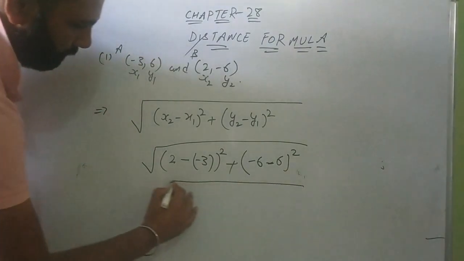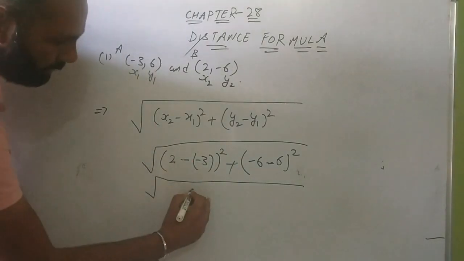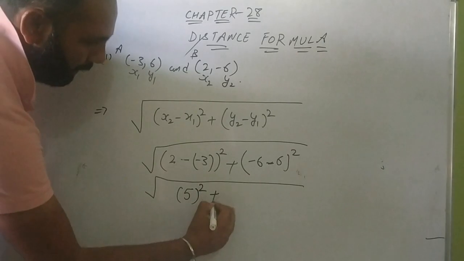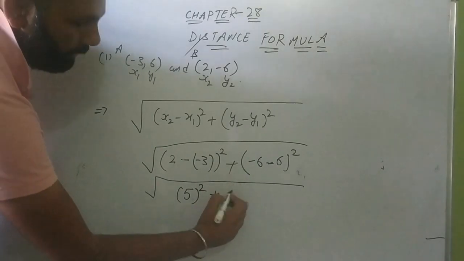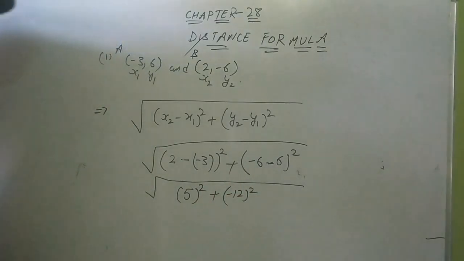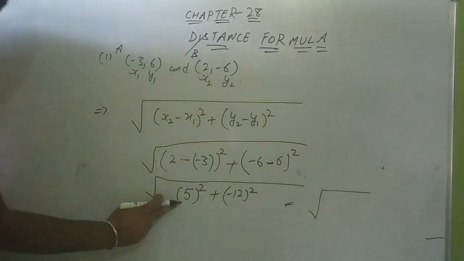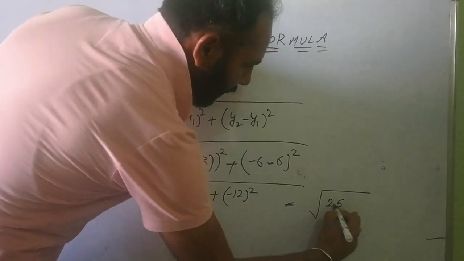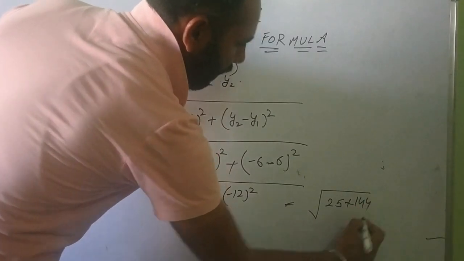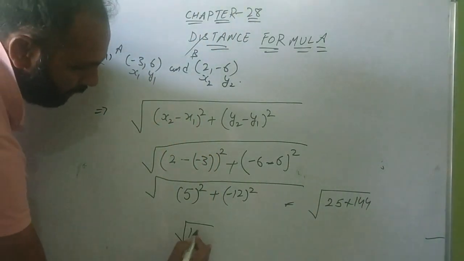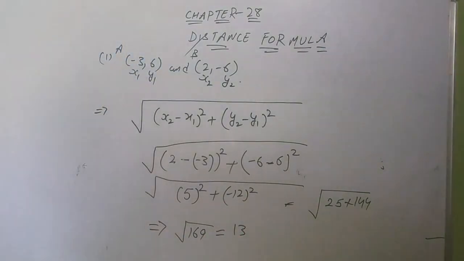Now in the next step, this minus minus will become plus. So 2 plus 3 is 5 square. Plus, minus minus will become plus, so 6 plus 6, 12. So that will become minus 12 whole square. Now open the square. That will be equal to under root, 5 square is equal to 25, and the square of minus 12, minus minus will be plus, so that will be equal to 144. That will be equal to under root 169. And what will be the under root of 169? That is equal to 13.